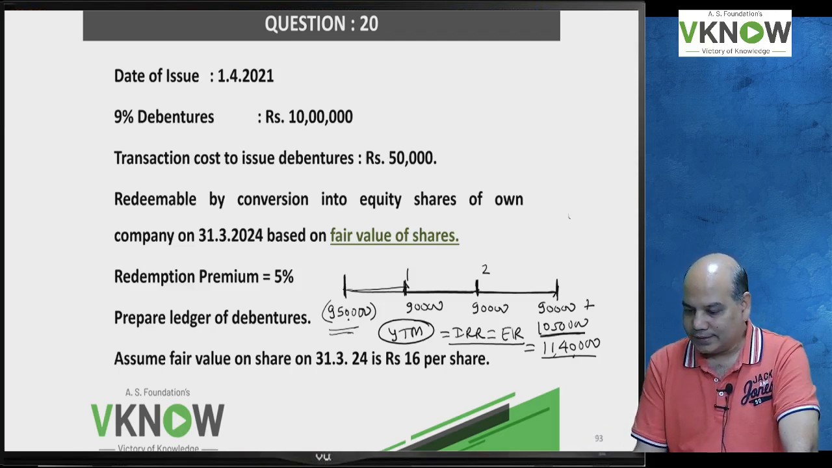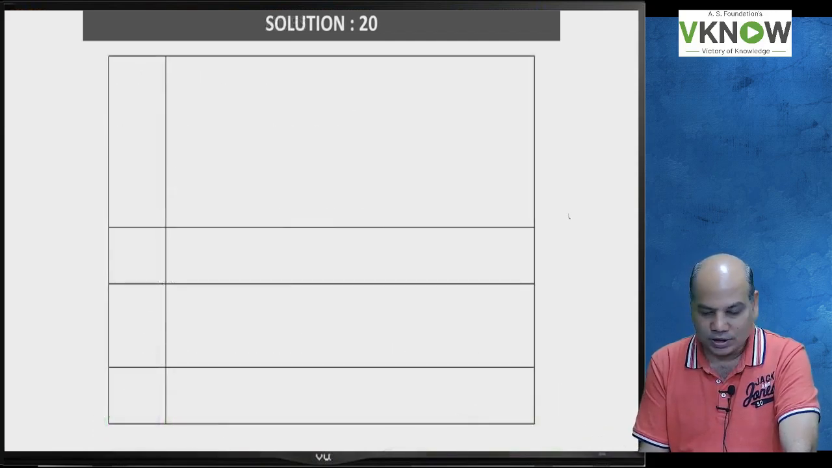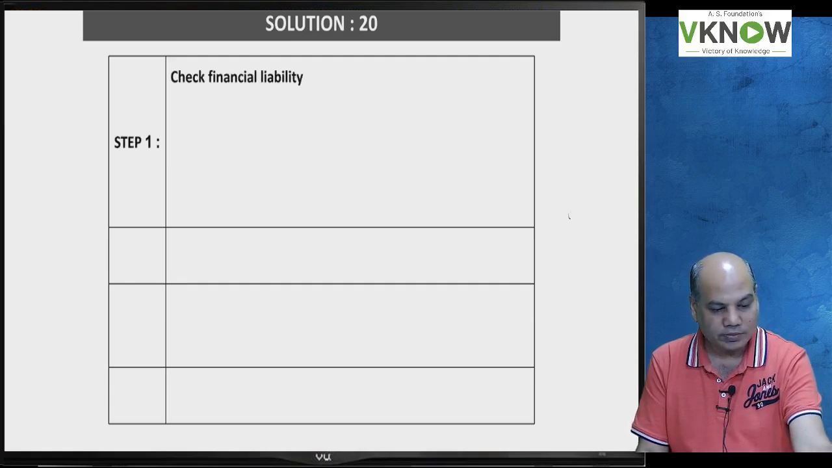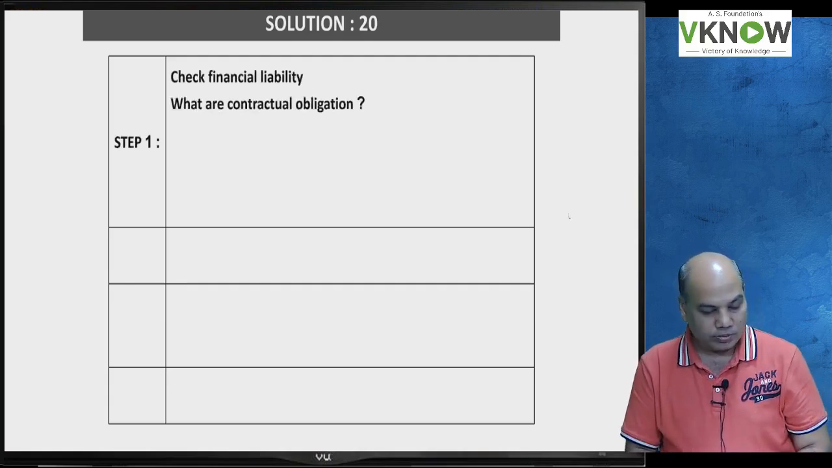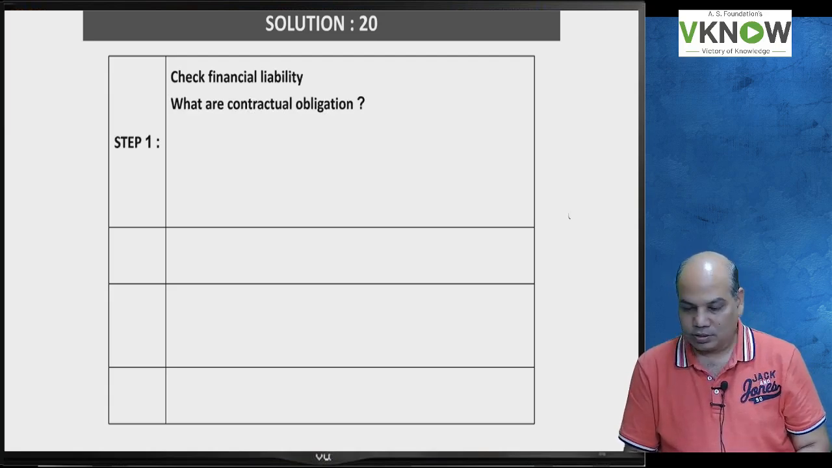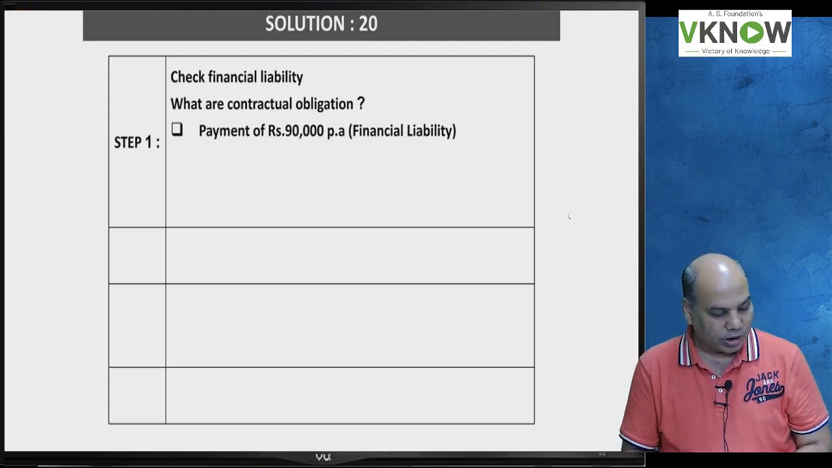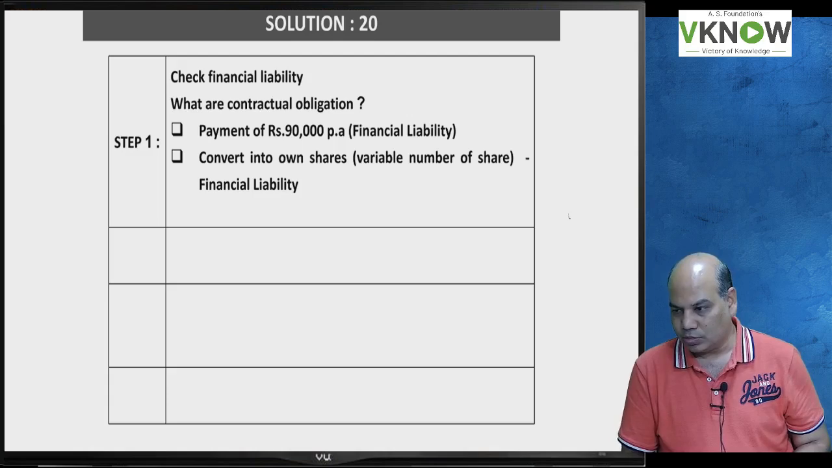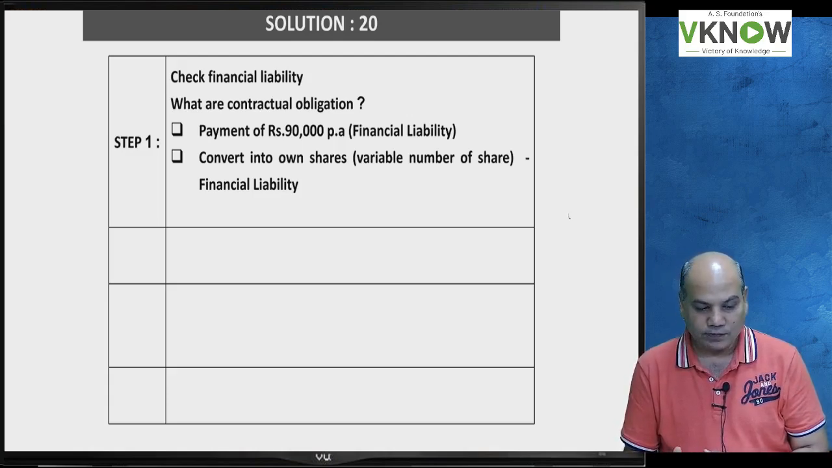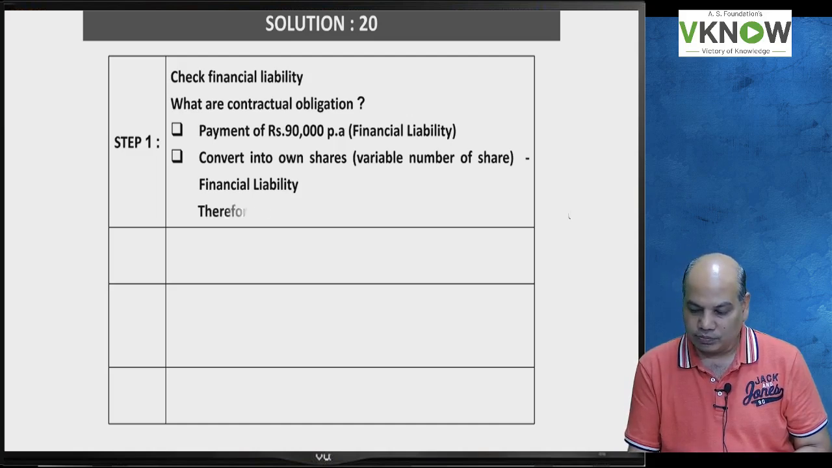Is it right? So first we will do some mental exercise, not required in the exam. First, when you read a problem, check if it is a financial liability. A financial liability always has a contractual obligation. Identify the contractual obligation in this question. There are two contractual obligations. One is to pay 90,000 per annum, which is a fixed cash to be paid, so it is a financial liability. Second is to issue own shares, but the number of own shares to be issued is variable, so that portion is also a financial liability.